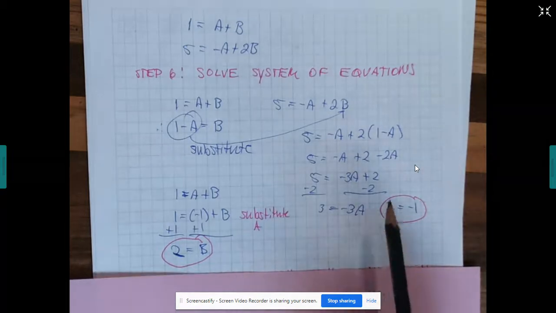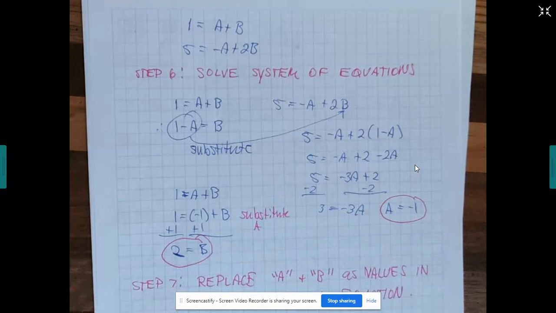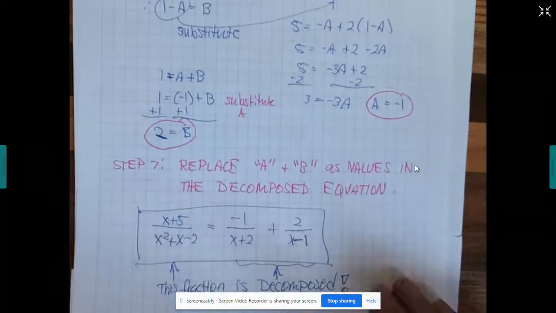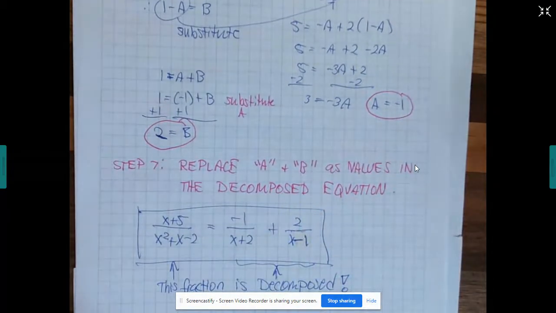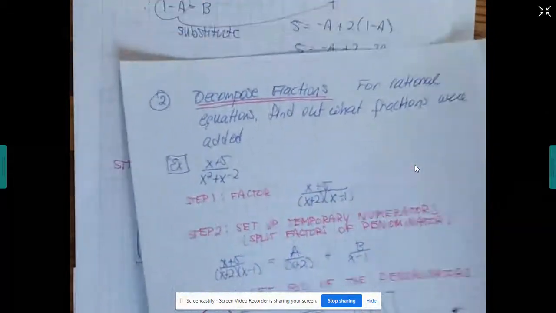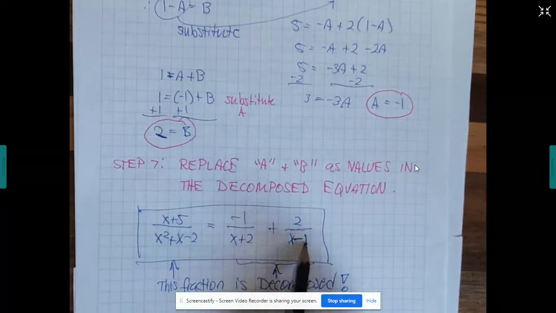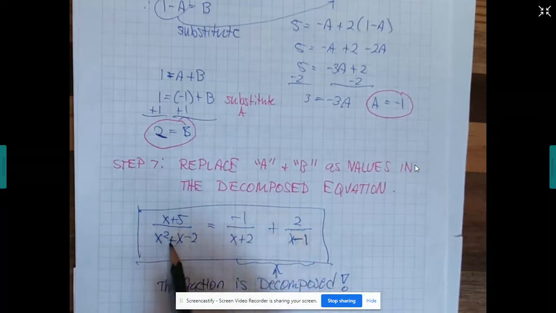The important part is at the end, no matter what you do, we should all come up with the same answer. We got an A and a B answer. So you would just go back to the original equation that we had, that we set up right here, and you replace the A and the B. Now that you know what they are, this is your final answer right here. This is the decomposed fraction of this right here.